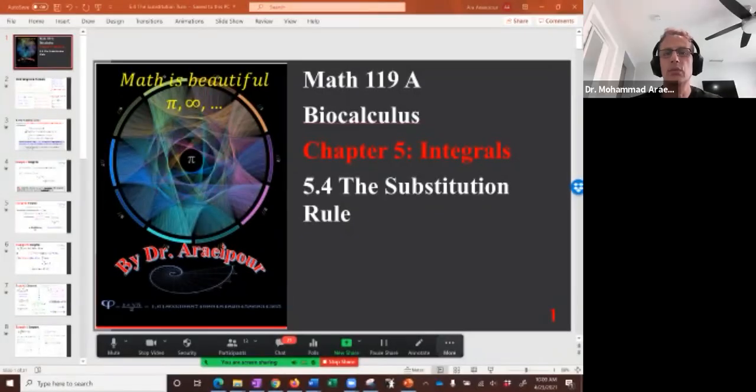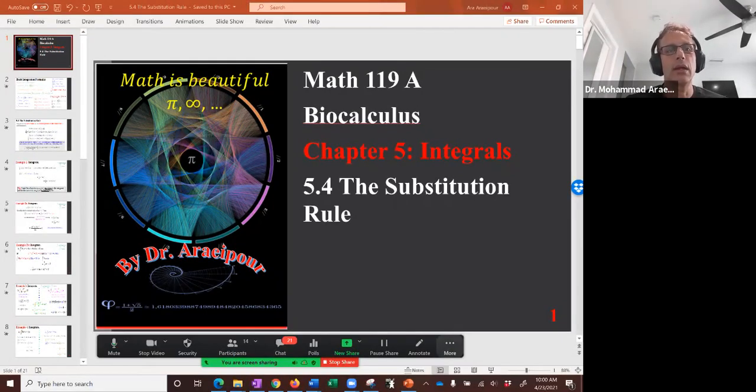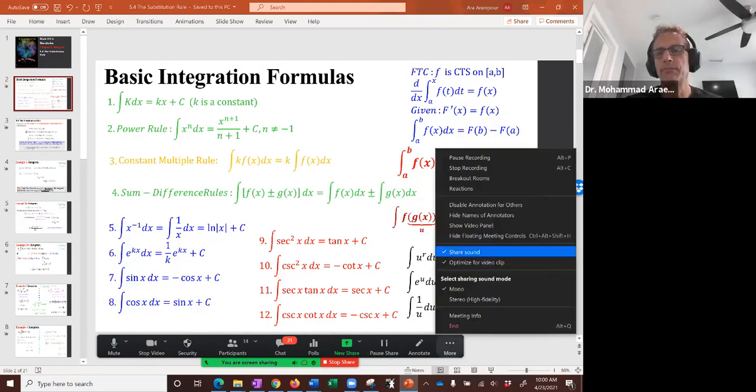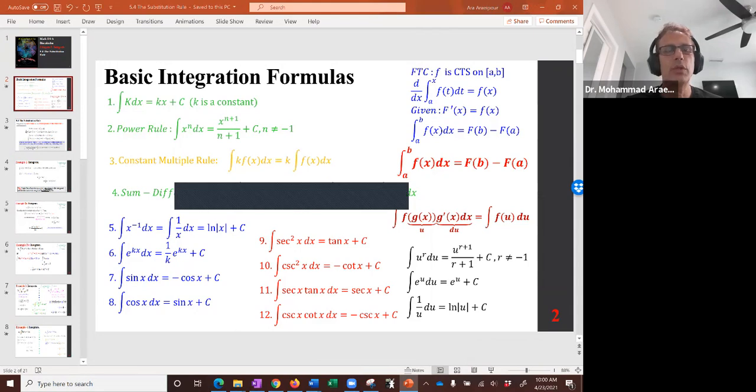Good morning, class. We are looking at section 5.4, the substitution rule, and the session is being recorded. We are looking at integration formulas. As always, we should be very comfortable with them to be able to move on. I'm hoping we are okay with those.